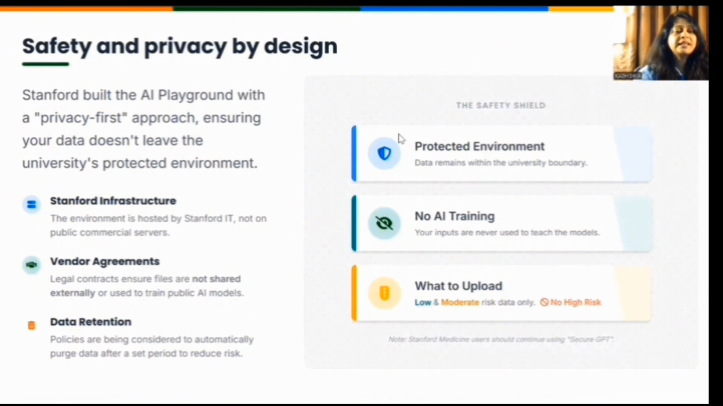So data retention, they have taken care of it. Security agreements will be there, so definitely it will help you with security and confidentiality. The safety shield, a protected environment: data remains within the university boundary, so definitely it is protected.